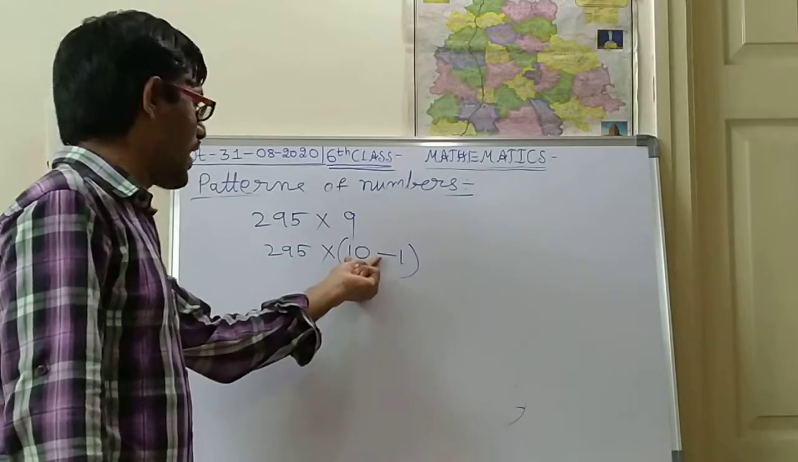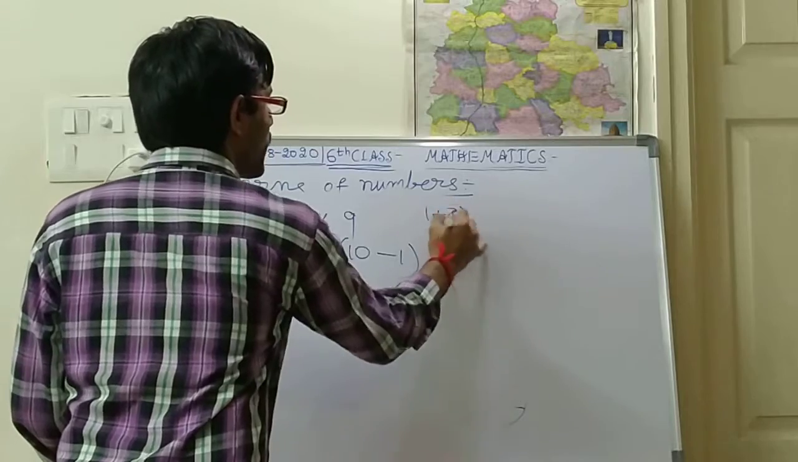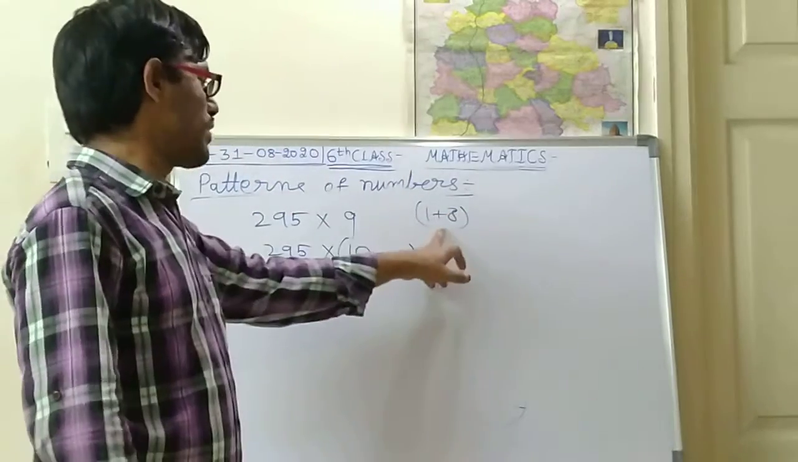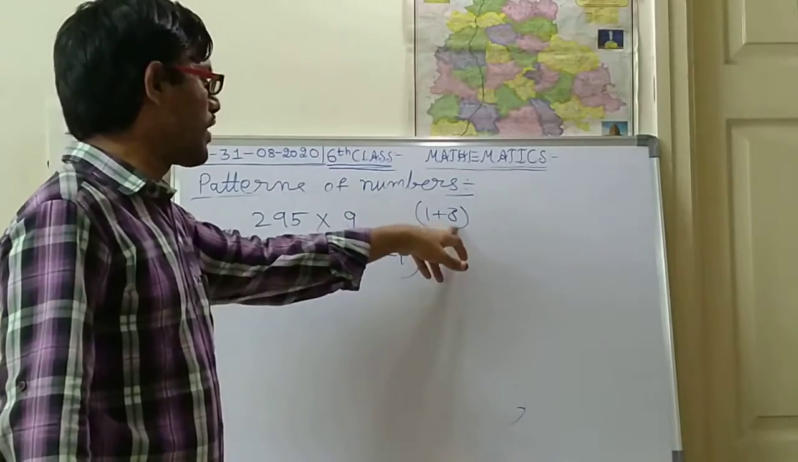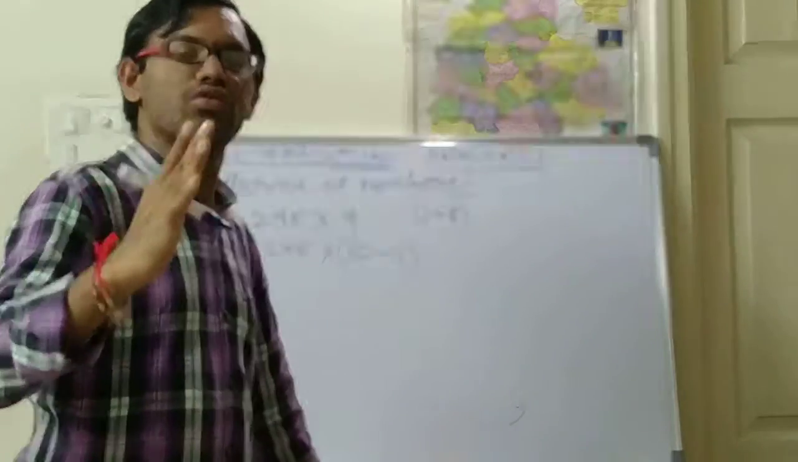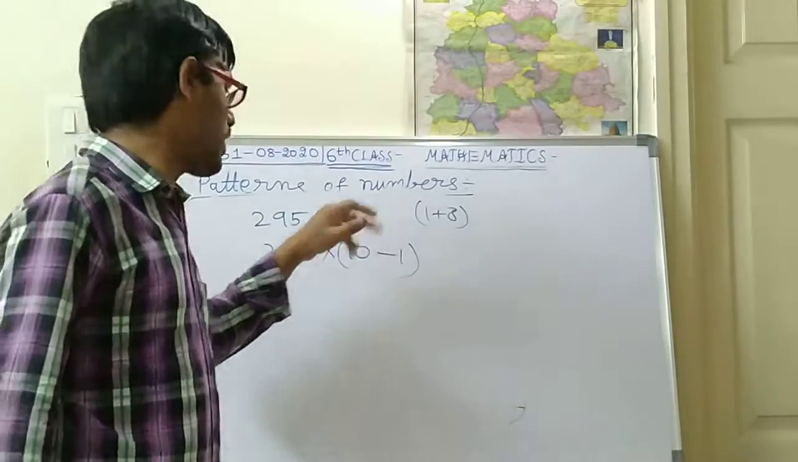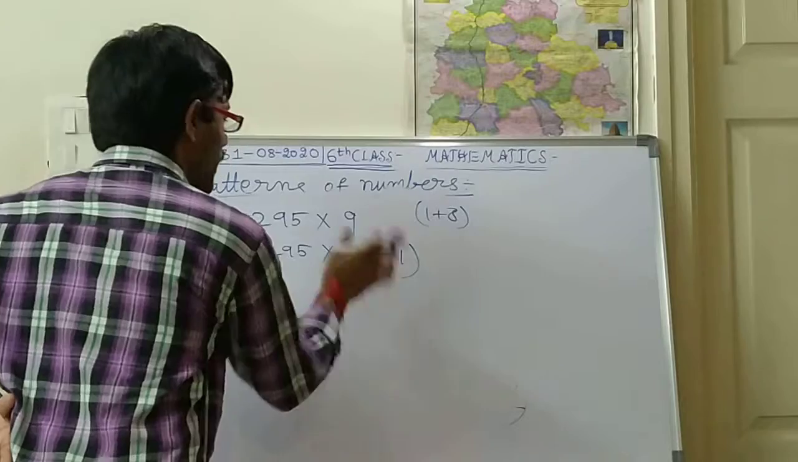So 1 plus 8 is also 9 only. But here there should be tens, hundreds or thousands or anything, based on the given number. So 295 into 10 minus 1.